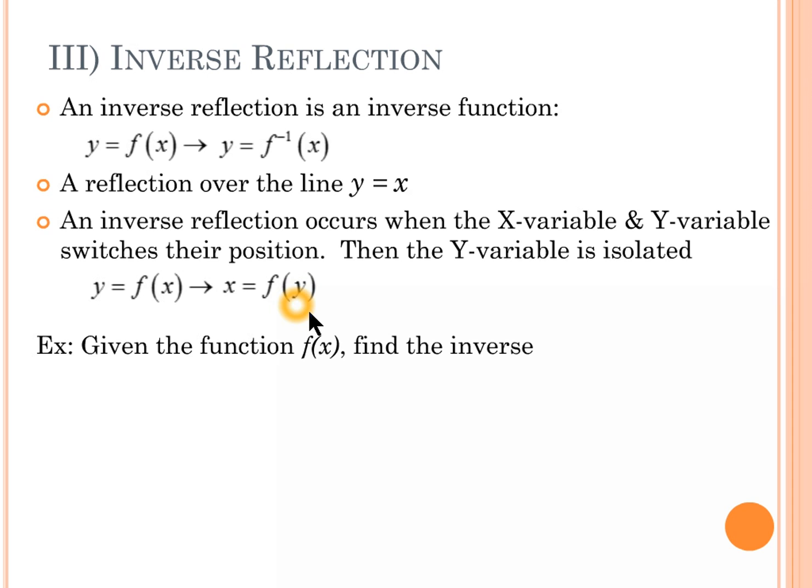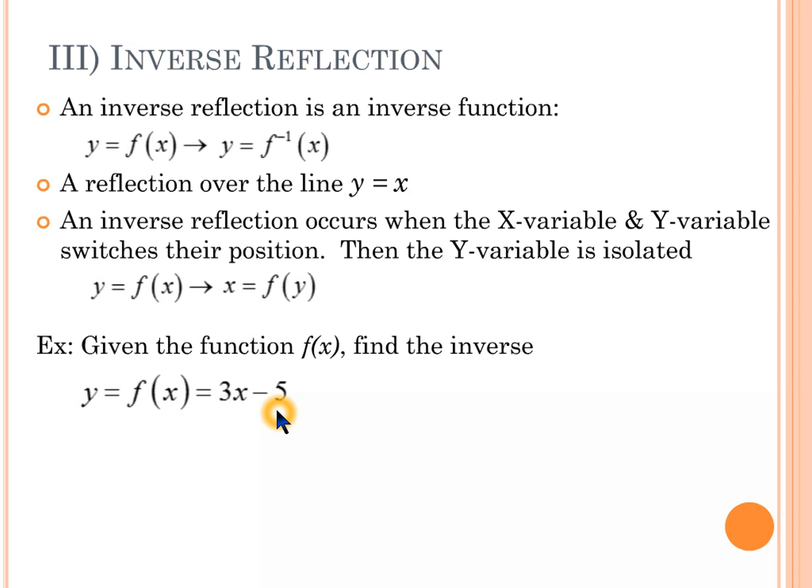Now let's take a look at an algebraic example here. Given the function f of x, find the inverse. y equals f of x equals 3x minus 5. Sometimes you'll see f of x equals 3x minus 5, but f of x is the same thing as y. So this equation right here can be written as y equals 3x minus 5.